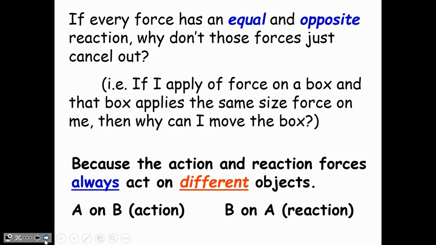Let's say the action force is the force of object A on object B. The reaction force would be the force of object B on object A. So one force is felt by object A, the other force is felt by object B. And because it's on two different objects, they do not cancel.